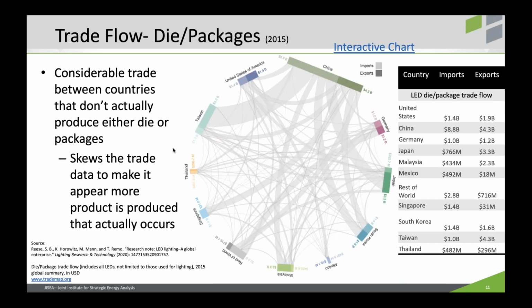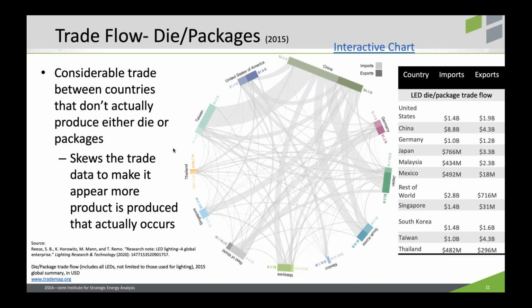Then the next piece we looked at was the trade flow of the dies and the packages. Now, as I described before, you can make your die in a different place than you make your packages. However, in the trade flow codes, they don't actually separate these. So I will caveat this data that it is both the die and the package integrated. One of the big things we noticed is there's considerable trade between countries that we knew didn't actually produce either die or packages. We adjusted the data to compensate for that because it could make it look like more product was produced than actually occurred. It looked like they were being used as intermediary countries to pass products through for whatever favorable trade or tariff reasons there might be.